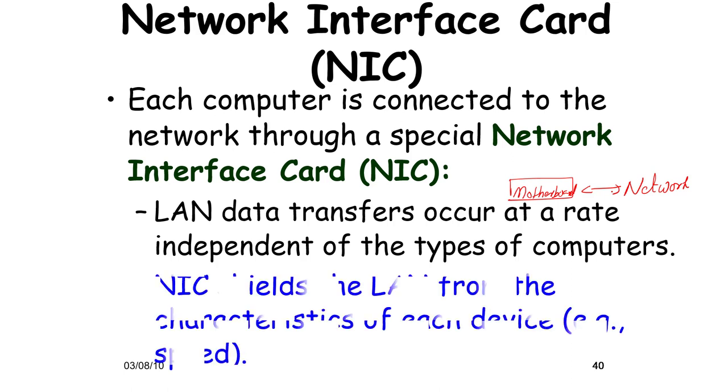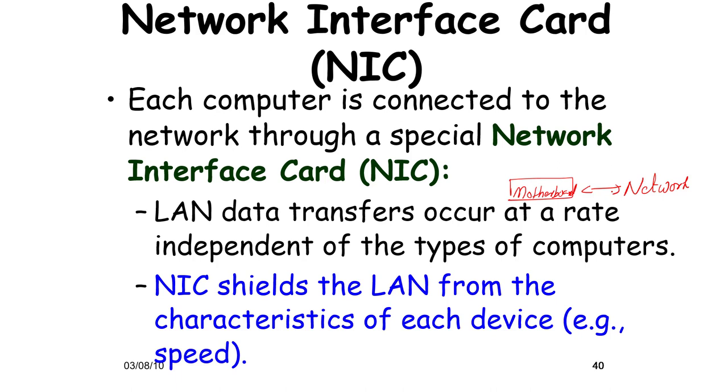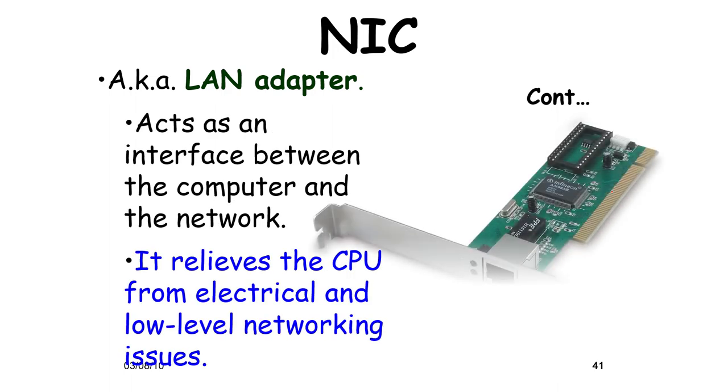So regardless of the type of computers, a LAN can transfer data. The network interface card, the NIC, shields the LAN from the characteristics of each device, in the sense that regardless of whatever the device is, they all speak the same network language. So a LAN adapter, as I said, appears to be an interface between the computer and the network. Whatever the physical layer protocol of the network, the voltages, signaling, and so on, all those electrical issues and networking issues are taken care of by the LAN card. So the CPU does not see anything. As far as it is concerned, there is a standardized interface with the network card, and the network card will manage everything.